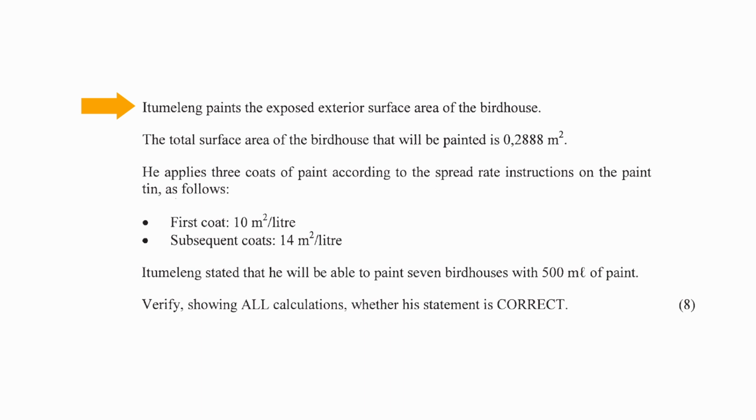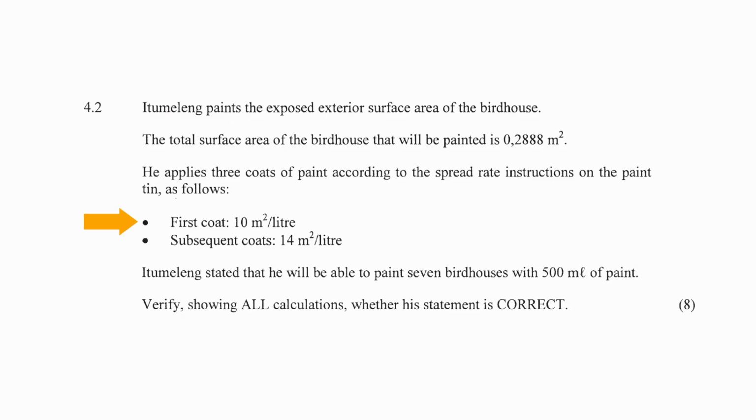In question 4.2, it is stated that Itumeleng paints the exposed exterior surface area of the birdhouse. The total surface area of the birdhouse to be painted will be 0,2888 square centimeters. He applies 3 coats of paint according to the spread rate instructions on the paint tin as follows. The first coat has a spread rate of 10 square meters per liter. The coats thereafter require 14 square meters per liter. Itumeleng stated that he will be able to paint 7 birdhouses with 500 milliliters of paint. You are instructed to verify showing all calculations whether his statement is correct.